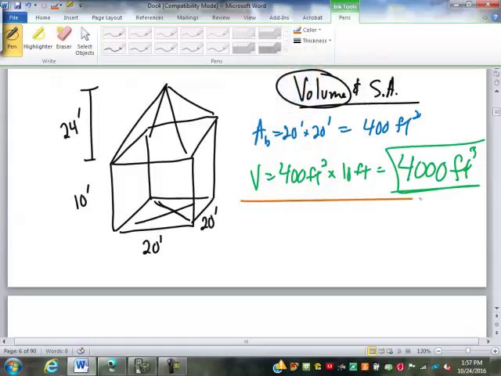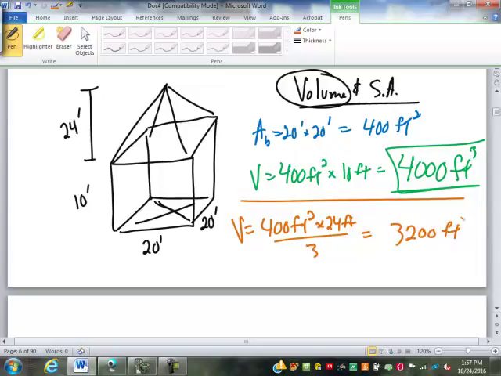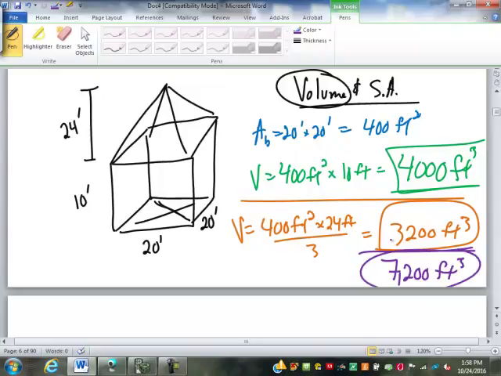For the pyramid, we still have the 400 square feet as the base. Height of 24 feet divided by 3 gives us 3,200 cubic feet. Which gives us a nice little total of 7,200 cubic feet. Did you have that?